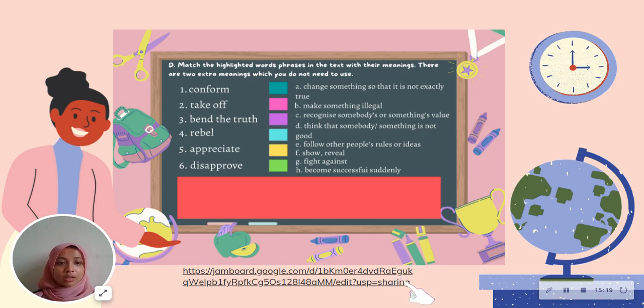Okay, here is the instruction: match the highlighted words or phrases in the text with their meanings. There are two extra meanings which you do not need to use. As you can see here, the numbers and the words are the highlighted words. If you look in the text, those are the highlighted words. And the letters A until H are the meanings. What you have to do is see the colorful boxes in the middle, very colorful, and put the letter in the boxes so that it has the same meaning as the word with the number.